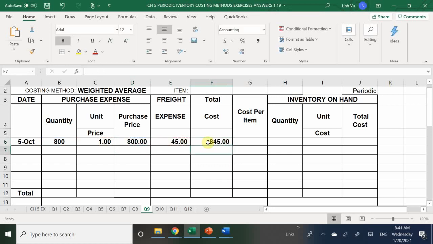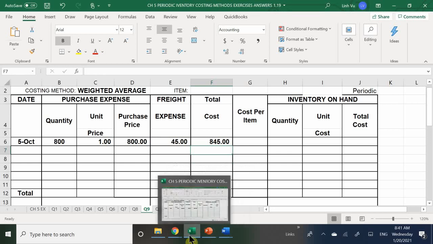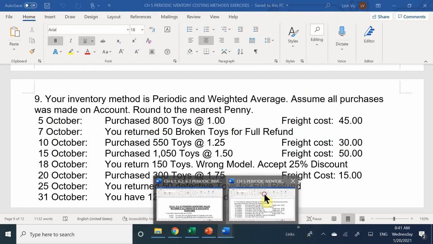Now, the question here is, because we're dealing with weighted average, do we need to do the cost per item now? No. We're going to wait until towards the bottom, where we actually have to calculate the average cost per item at the end. So right now, we just continue on and keep going.